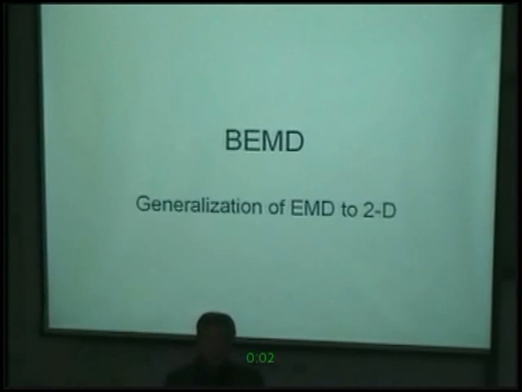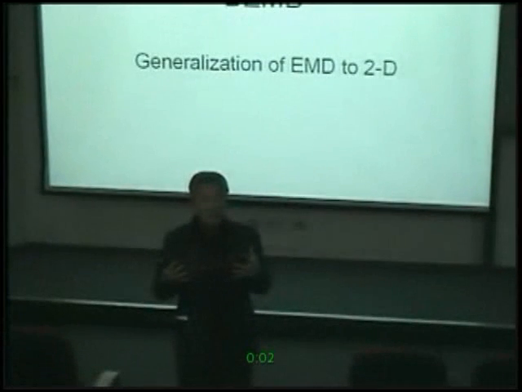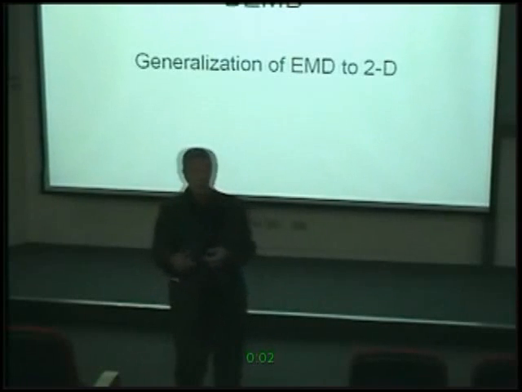So to generalize EMD to two dimensions seems to be a logical thing to do, but there are difficulties. For example, whether we have a two-dimensional Hilbert transformation or not. One-directional time series give you two dimensions. With two-dimensional data, Hilbert transformation, I don't know what you will get. So that is part of the difficulty.